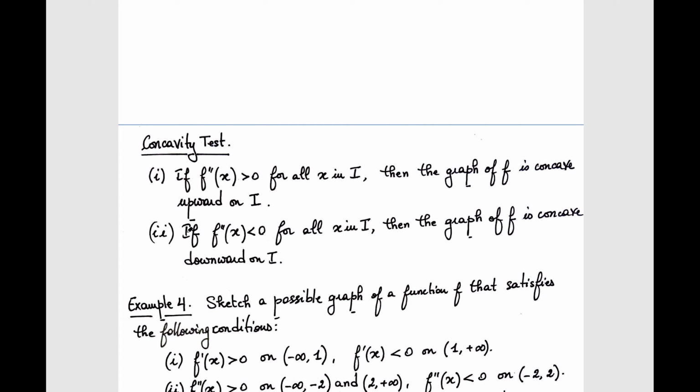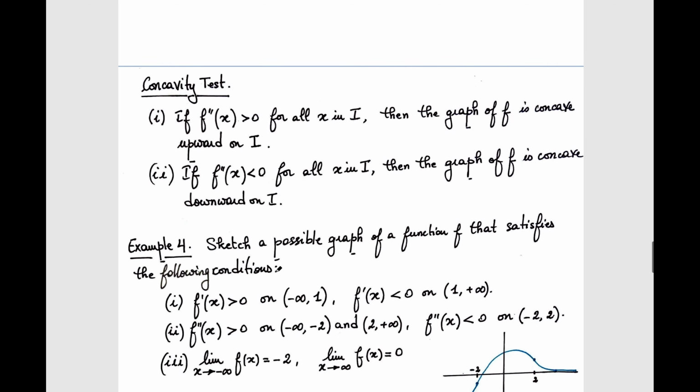And then if f double prime is negative on an interval I, then the graph of the function is going to be concave downward. Okay, so let's look at this example.